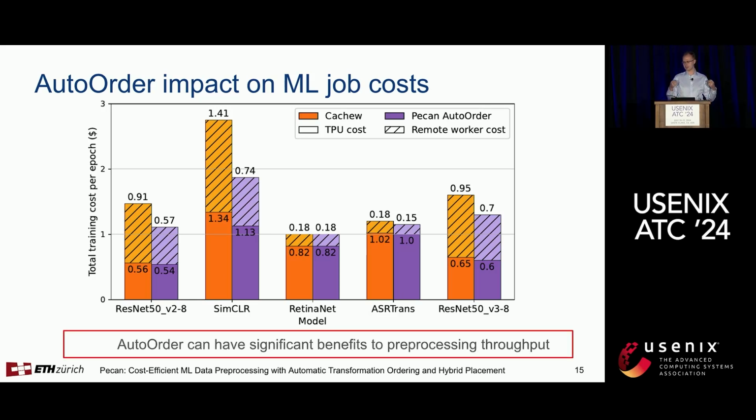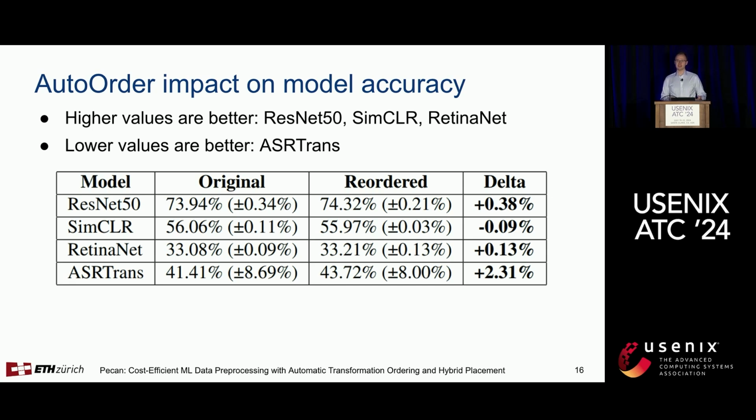Well, as you can see, for at least 3 workloads, we can drastically reduce the end-to-end training costs in ResNet, SimCLR, and also ResNet on a more powerful TPU. As you can see on RetinaNet, on the other hand, the cost remains the same. And the reason for this is that the original input pipeline was already very efficient. So our auto order policy correctly identifies this and does not make significant changes to it, and we still keep our optimal pipeline design.